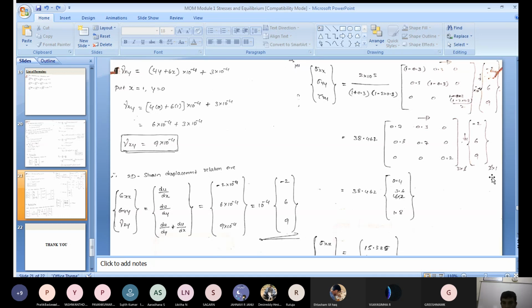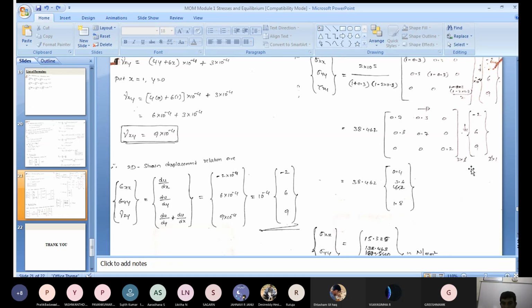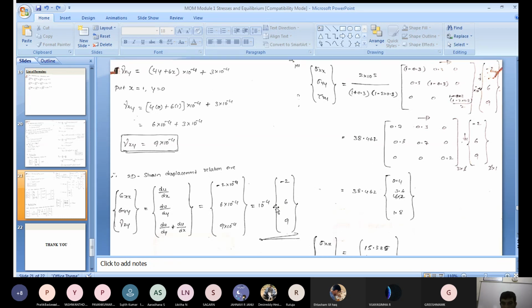Sir, that 38.462 is right? Yes, you got the 38.462. And then you go for your matrix multiplication. You know how to multiply here? Row into column. Or if you have a scientific calculator, you can easily do this matrix multiplication by forming the two matrices.